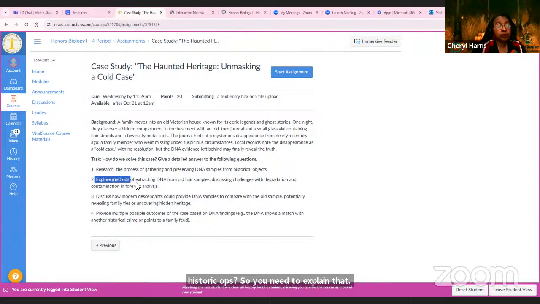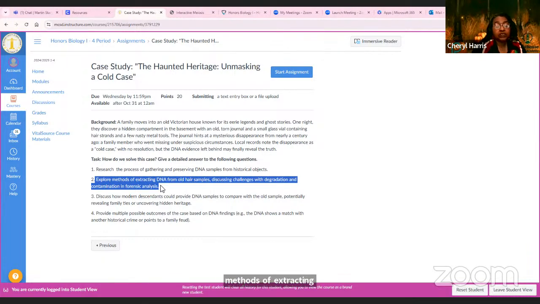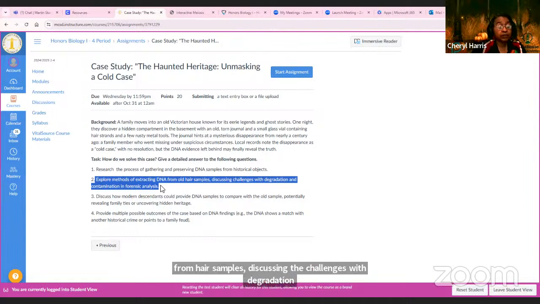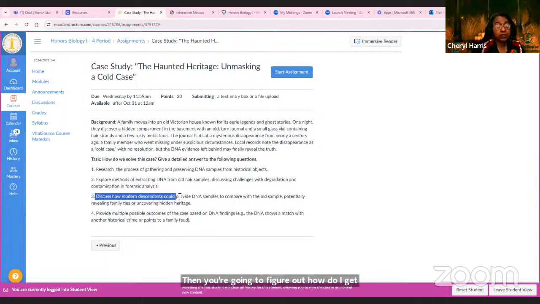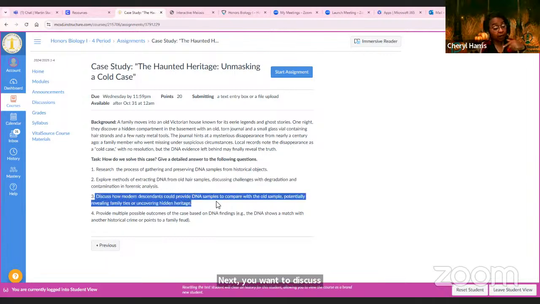Next, you need to explore methods of extracting DNA from hair samples, discussing the challenges with degradation and contamination in the forensic analysis. In other words, first you want to figure out how to preserve this old sample. Then you figure out how to get DNA from this hair sample. Next, you want to discuss how descendants in our time, like the people who just moved into the house, who might be relatives, can be tested. What do we need to do to test the relatives to see if their DNA matches the DNA sample you just got?